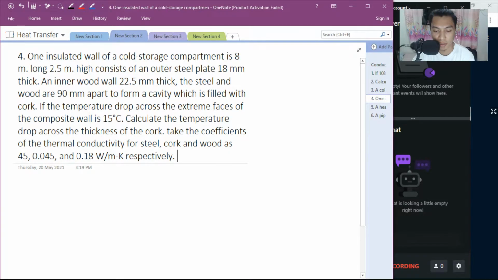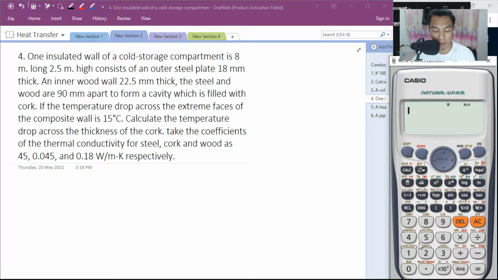Okay, so let us go to the final part ng ating conduction. So, yung ipepending ko muna yung conduction to pipes. Okay? Hanggang dun lang tayo sa composite walls.